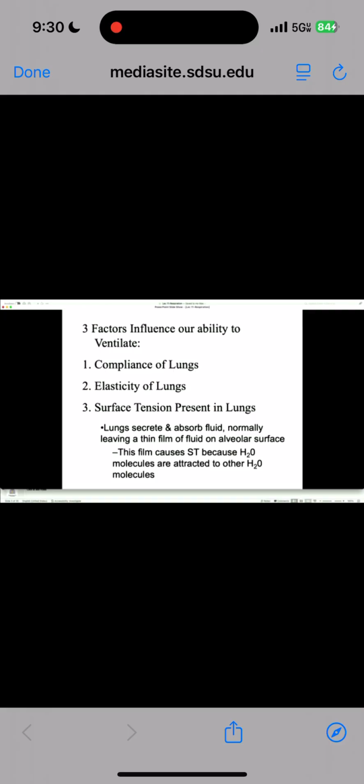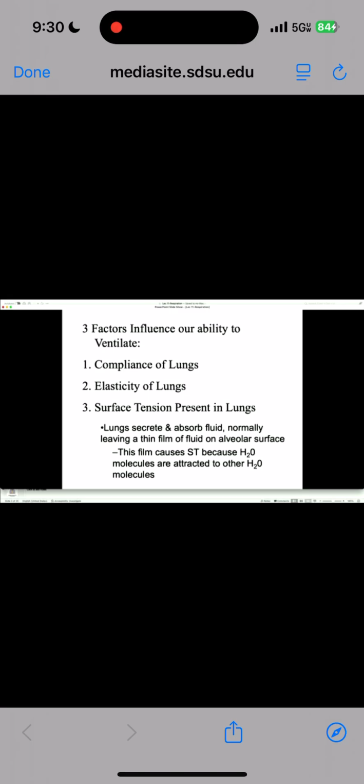Normal lungs shouldn't lose compliance or elasticity, but certain diseases will affect specifically compliance or specifically elasticity. That's why we think of them as separate, because we can destroy compliance of the lungs, for instance, with emphysema, or we can destroy elasticity with respiratory distress syndrome.